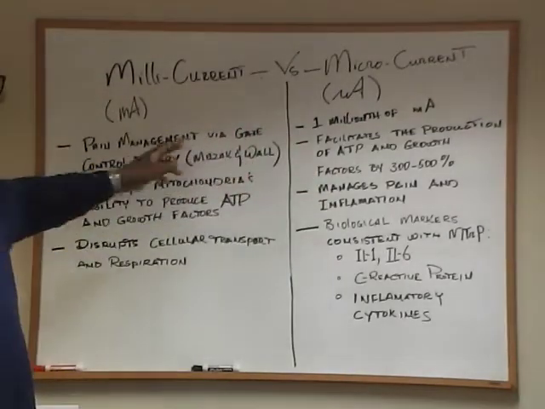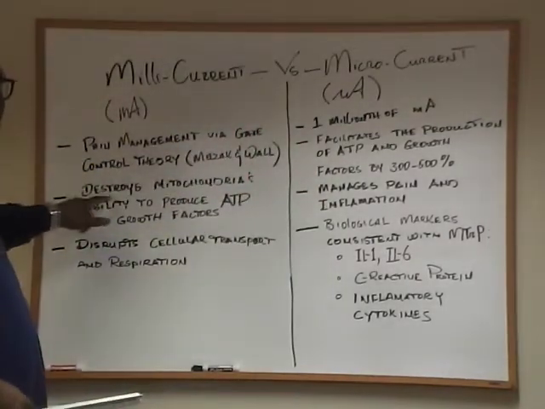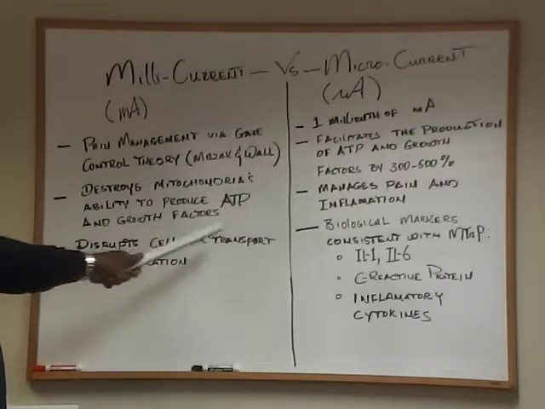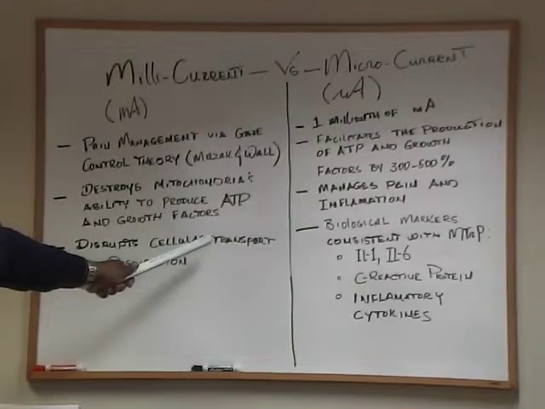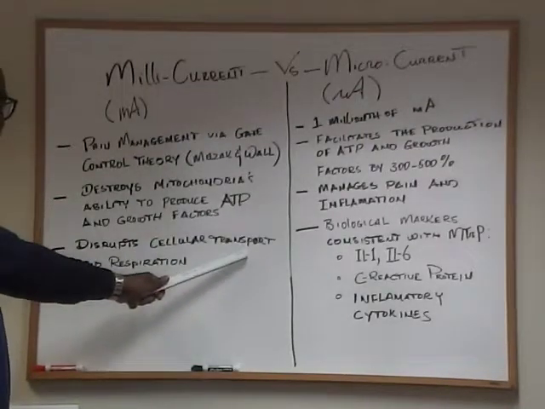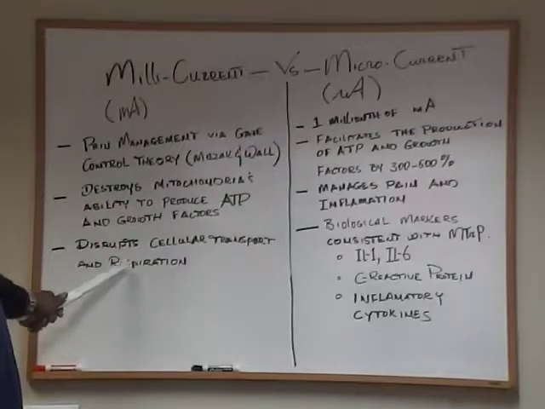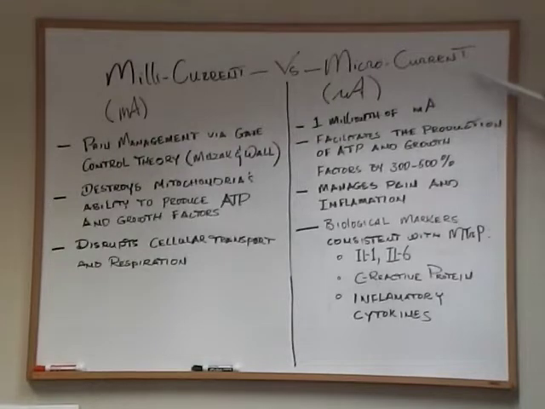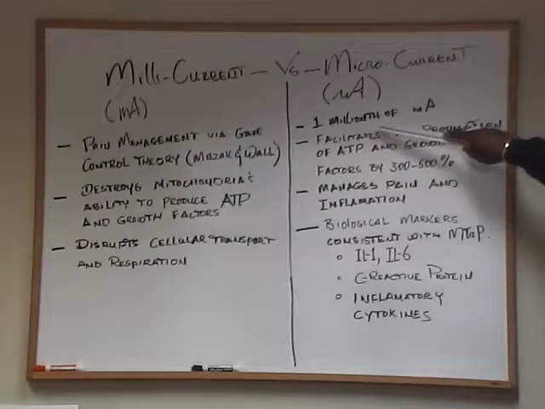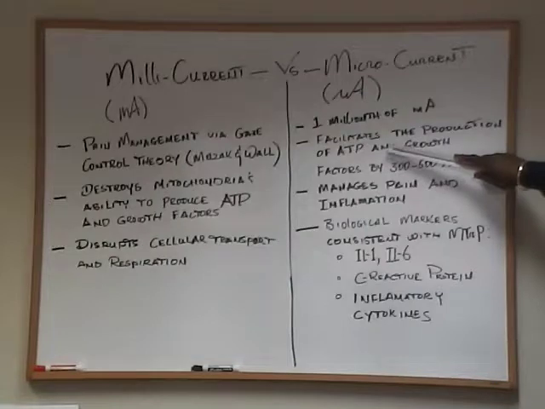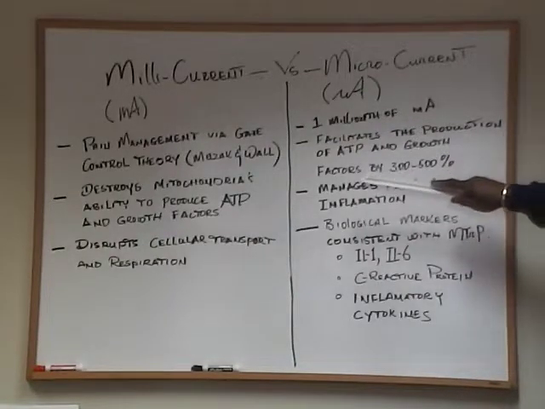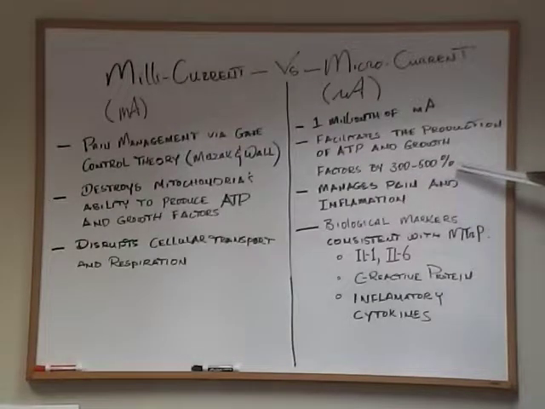So both of them manage pain. But as I said before, milli-current destroys the mitochondria's ability to produce ATP, growth factors, and of course protein synthesis. It disrupts cellular transport and cellular respiration, as opposed to microcurrent, which is 1/1,000,000th of a milliamp. It facilitates the production of ATP and growth factors and protein synthesis by 300 to 500%. It also manages pain and inflammation.